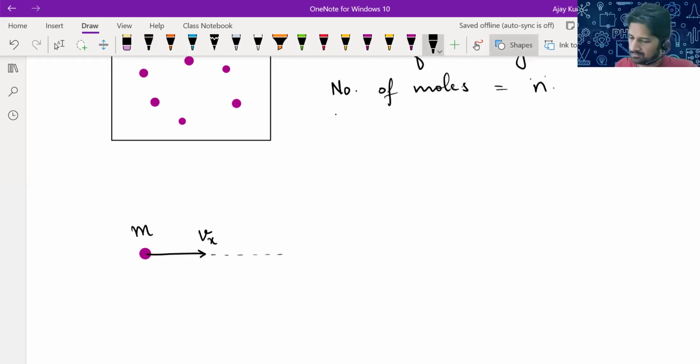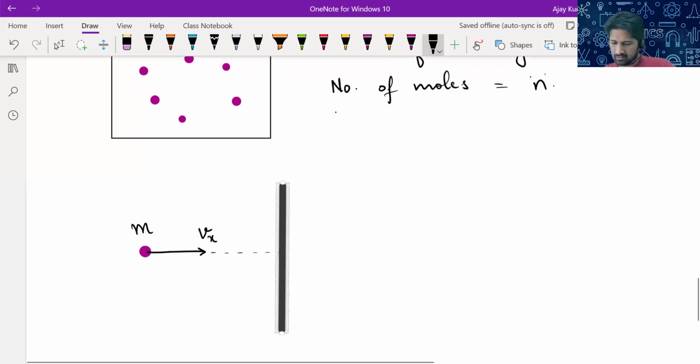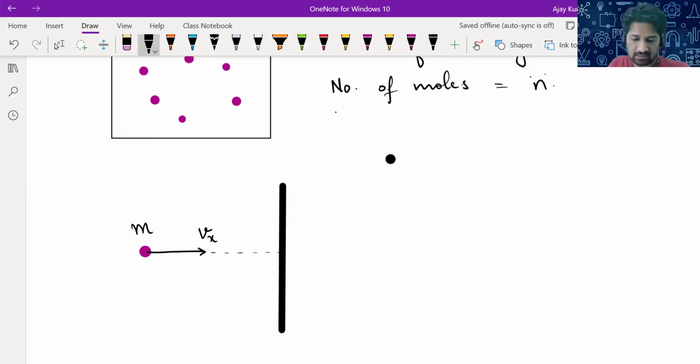and strikes the wall. The wall is here. Now I just told you that any collision that an ideal gas undergoes would be elastic in nature. Now the wall of the container is fixed. Relative to the container, the molecule is moving with a velocity Vx in the x direction. It may have y component and z component of velocity also, but those components are not going to make the molecule hit this wall. For hitting this wall, it's the x component that matters. So we are considering only that.